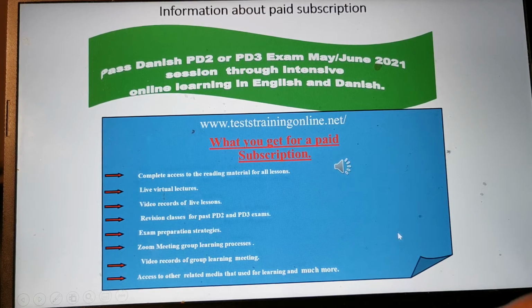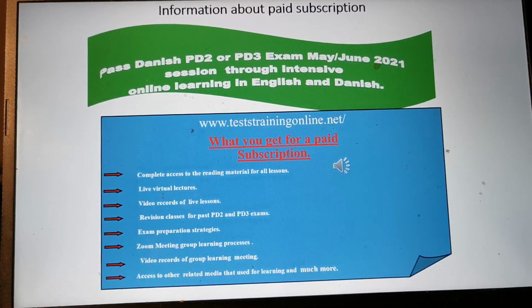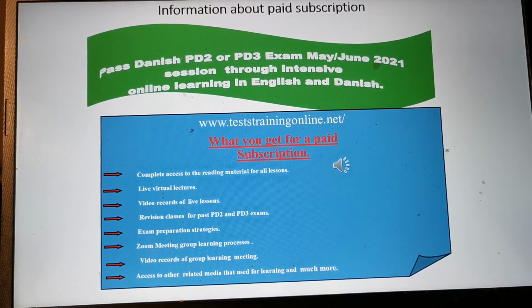The introduction to writing emails in Danish was a bonus for this first lesson. We will visit emails in more detail later in the course. The actual first lesson in the course is the Introduction to Danish Grammar. But before we get into the grammar lessons, we are reminding you that the current course targets preparation for PD2 and PD3 exams for May/June 2021.